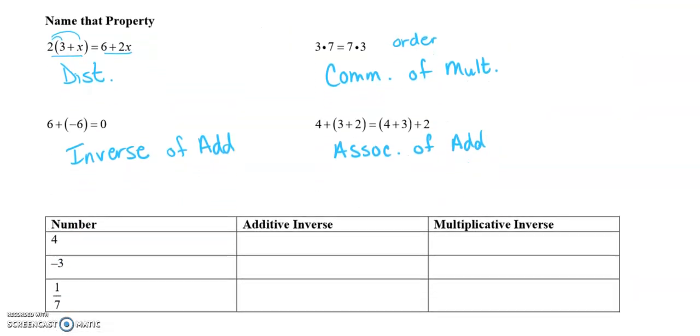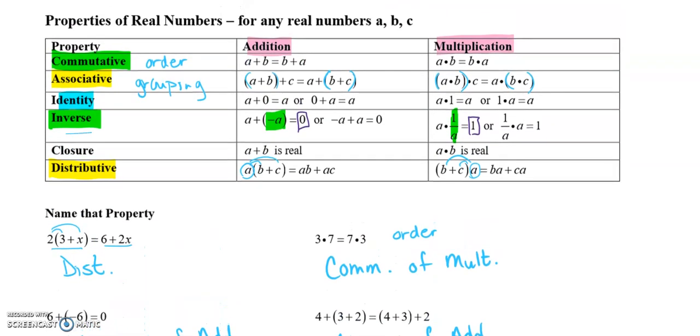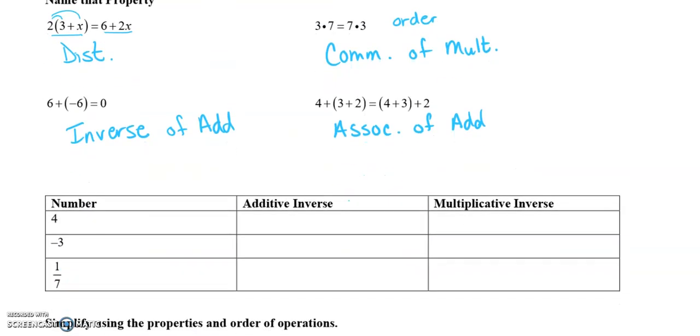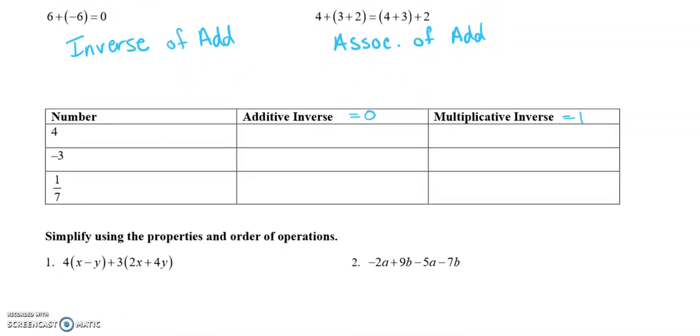The next part, we want to find the additive inverse. So if we go back up here and we remember the inverse section, we are trying to get to 0 or 1. So for the additive inverse, we're trying to get to 0. For the multiplicative inverse, we're trying to get to 1. So if my number is 4, what would I do to add a number to get to 0? I would add negative 4. And what number would I multiply by 4 to get to 1? I would multiply by 1/4.